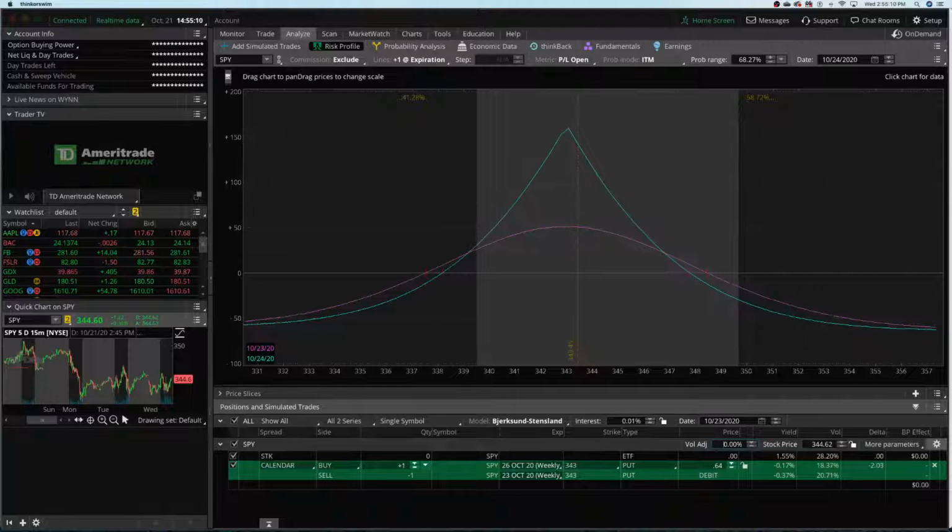So generally, you're going to take this off before, or if it gets threatened, if there's a risk of being assigned stock, if you don't want that stock, that may be another reason to get out of it. Or if price moves outside of that profit tent and it's no longer profitable for you, that may also be a time for you to get out.